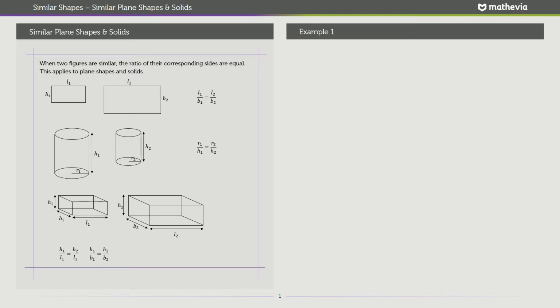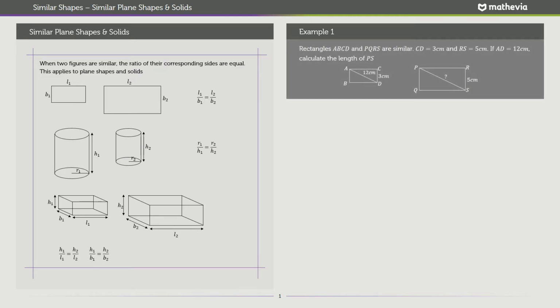Okay, so let's go ahead and solve some examples. Pretty much what we've been doing, basically we're just going to be working with other shapes now. The same principle. So we have rectangles ABCD and PQRS are similar. CD is 3 centimeters, RS is 5 centimeters. If AD is 12 centimeters, calculate the length of PS. So we have two rectangles here.